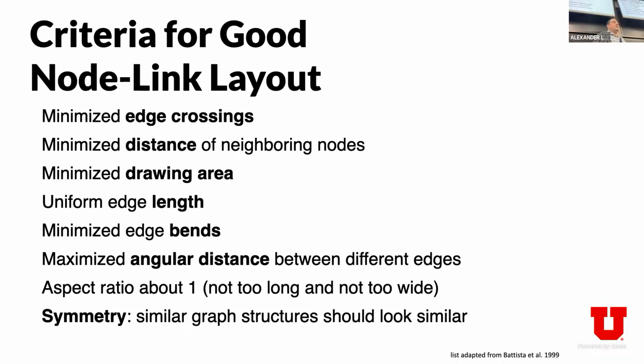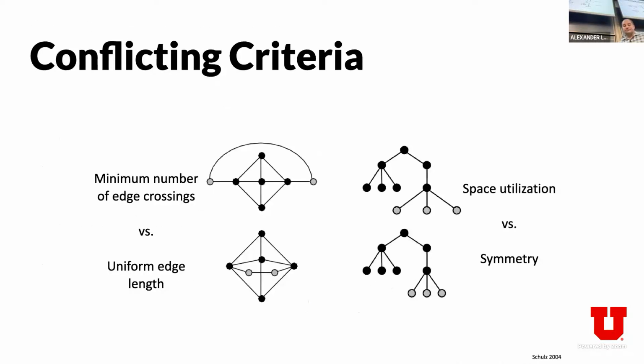And we want symmetry. For example, if I have a certain structure in a network and that structure reappears in different places of the network, I want it to look the same in these different places. So if I have a connected clique of 5 people, I want to see those 5 people in that nice pattern in different places.